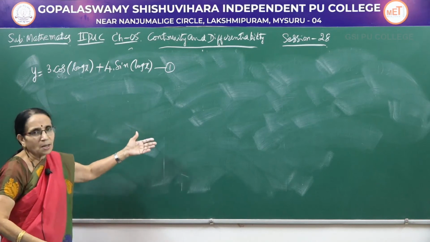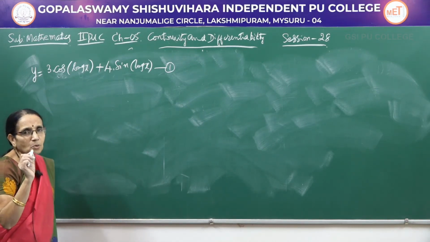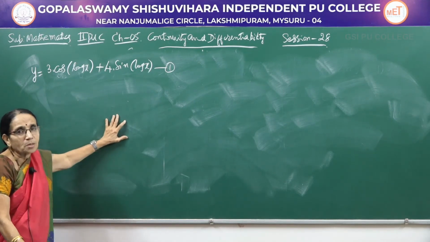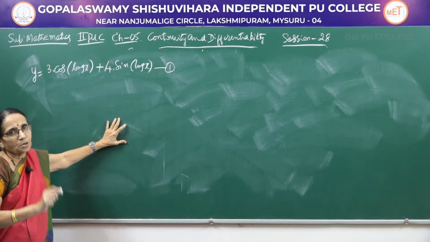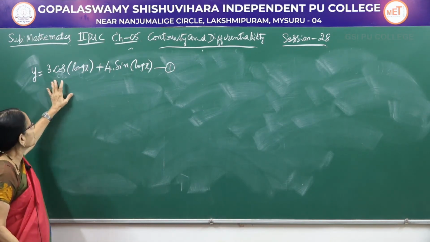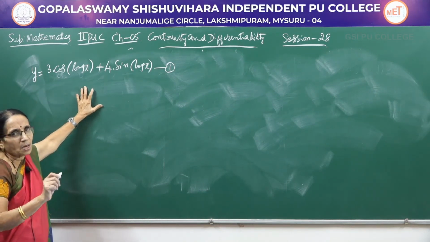If I use it again, I can quote that number. Now differentiate with respect to x. Observe, cos of log x and sin of log x, both of them are composite functions. Cos of something becomes minus sin, so it is minus sin of log x. For log x it is 1 by x.